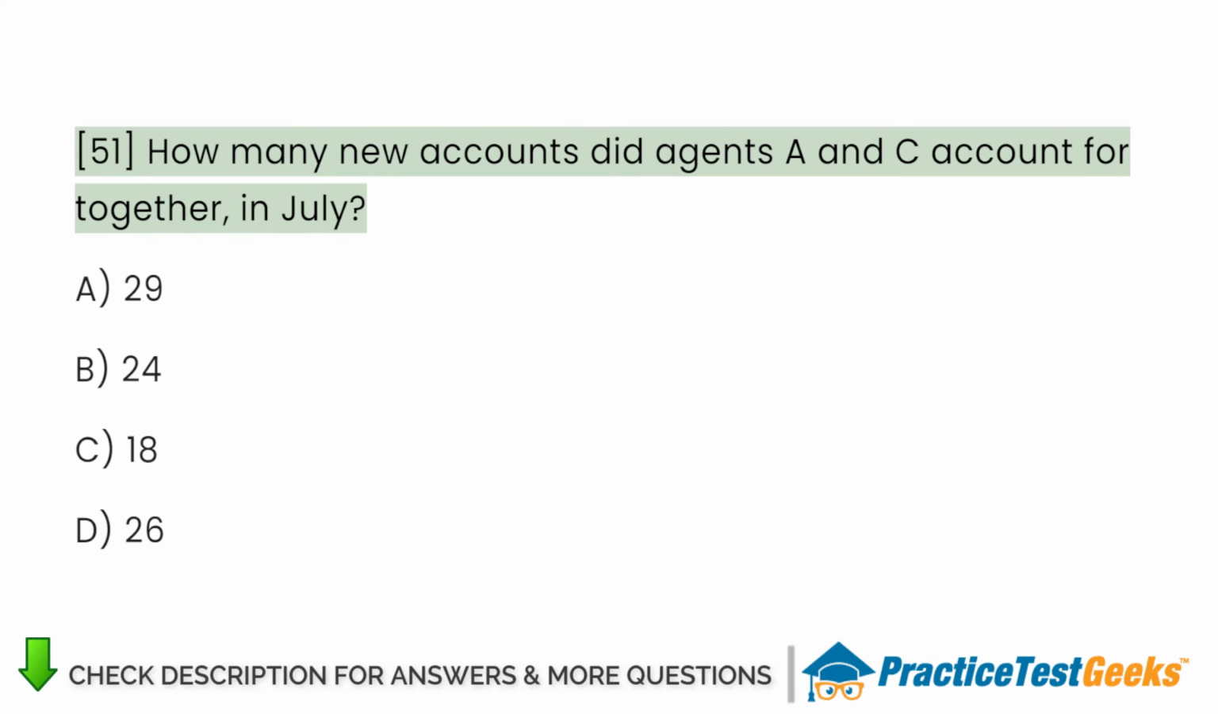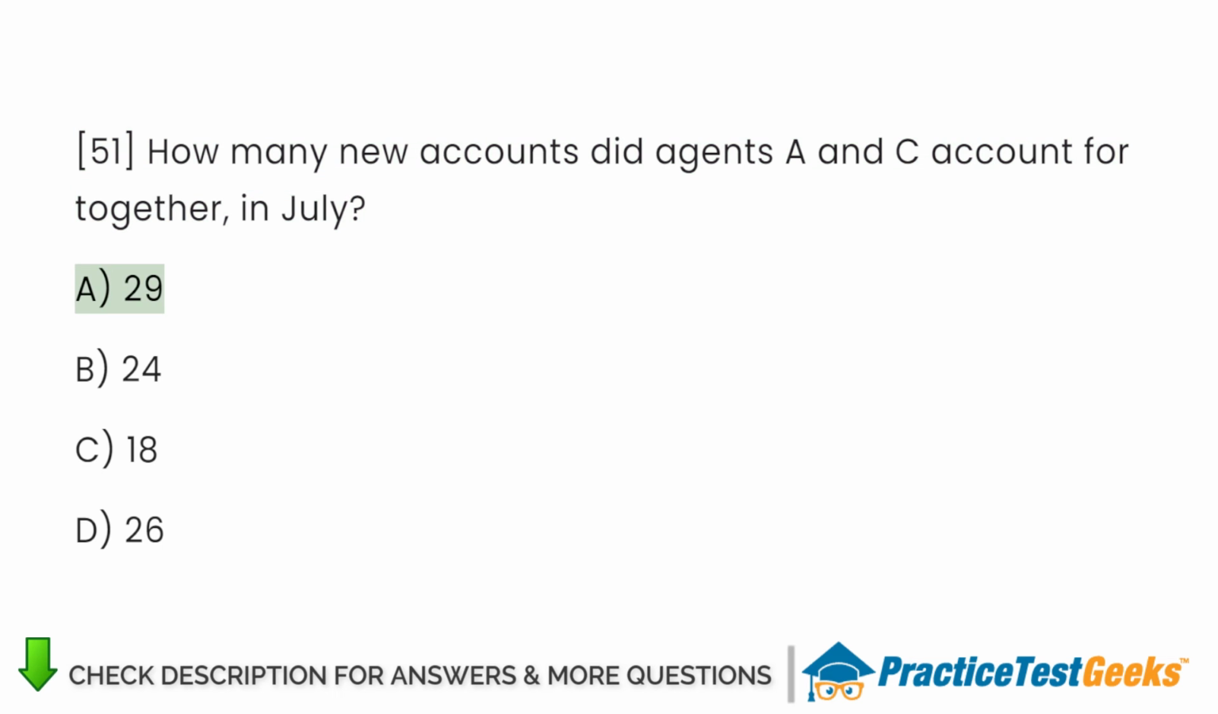How many new accounts did agents A and C account for together in July? A. 29. B. 24. C. 18. D. 26.